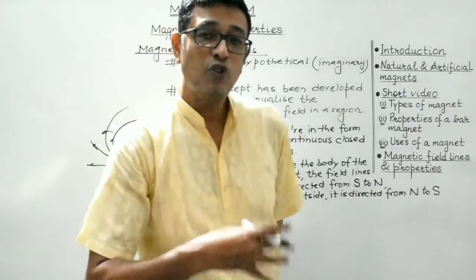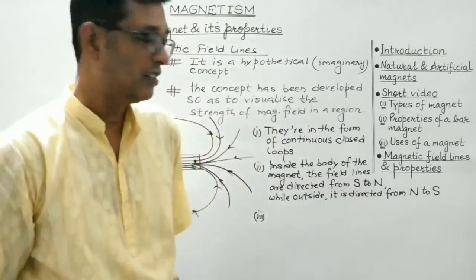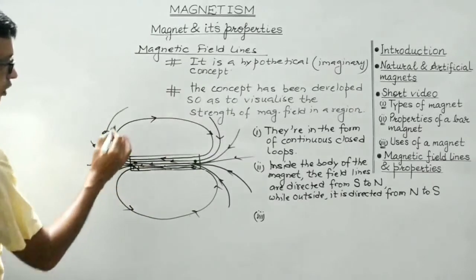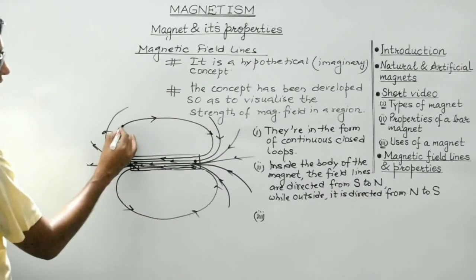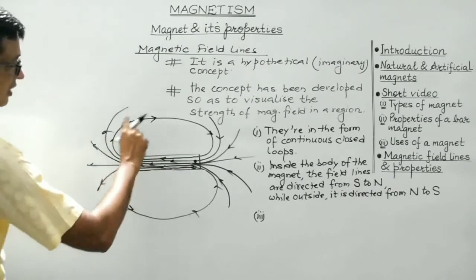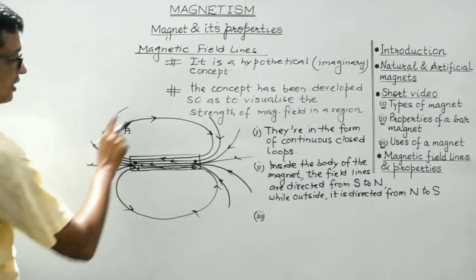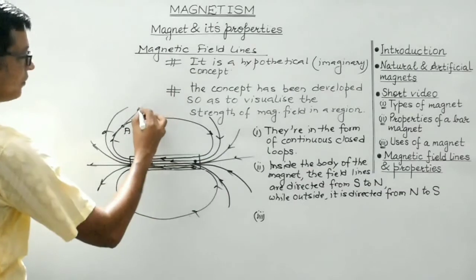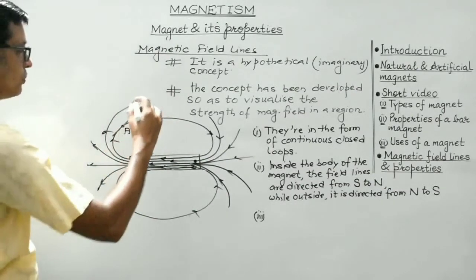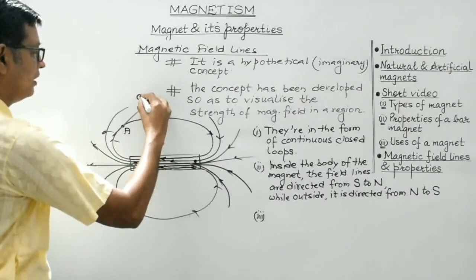Now, what will be the direction of the magnetic field at a point? Now look, it's a curve, isn't it? So if you want to find out the direction of the magnetic field, say at this point, the field line is along this direction. So at this point we'll draw a tangent. So it will be like this. So this will be the direction of the magnetic field at point A. So suppose the magnetic field is represented by the capital letter B.